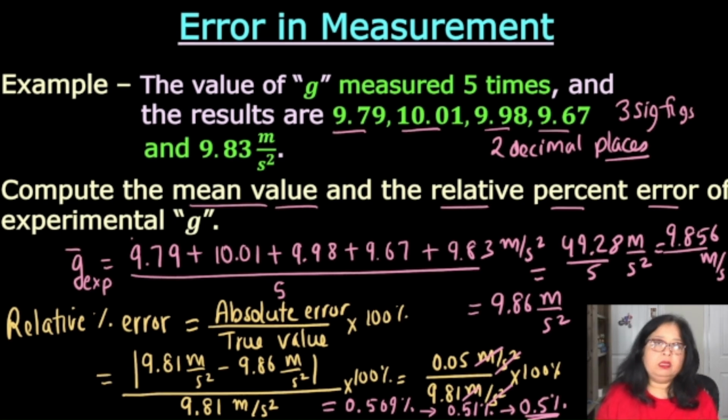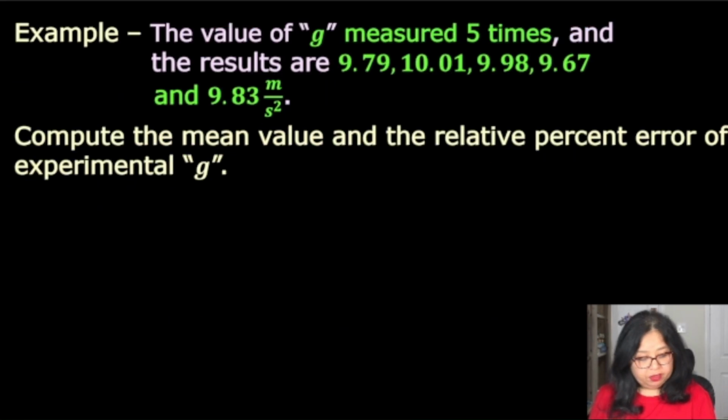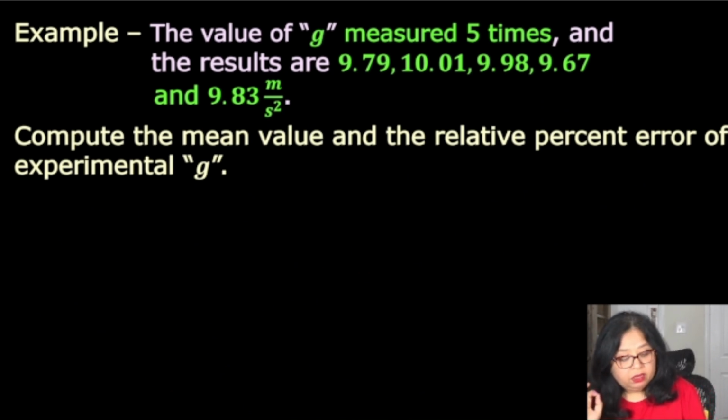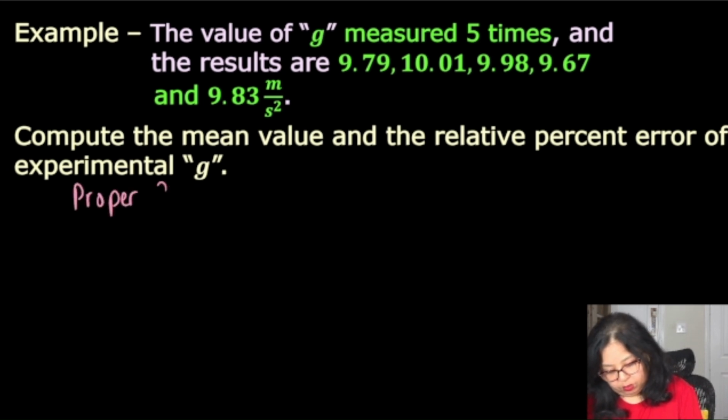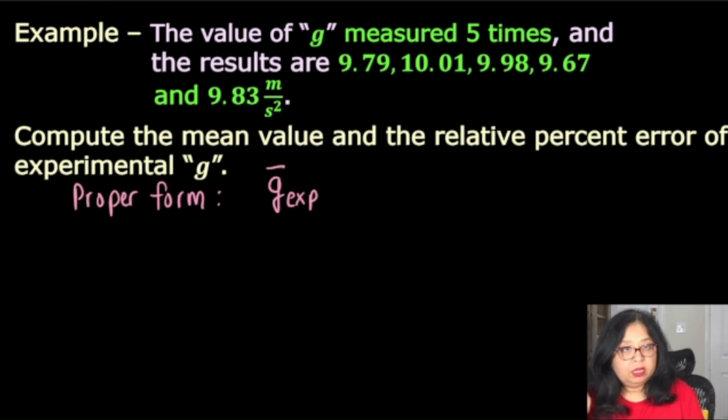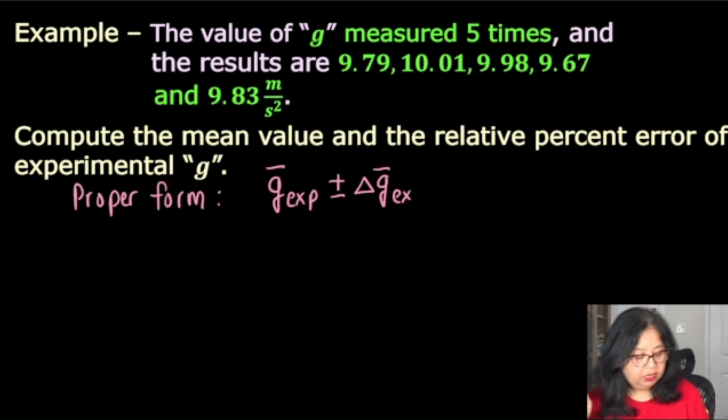So this was a fairly simple problem just to build foundation. We're going to move on to harder and harder problems as the lecture goes on. We're going to carry this forward and talk about how to write this experimental value of g in its proper form. What do I mean by proper form? By proper form, I mean that the answer is written as average value of g experimental plus minus this delta g experimental.